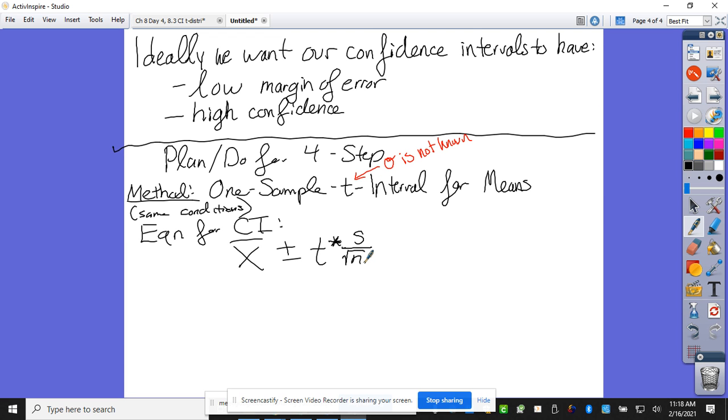So realize that a lot of stuff I just went over, things that could be concept on the quiz, will be on the quiz.